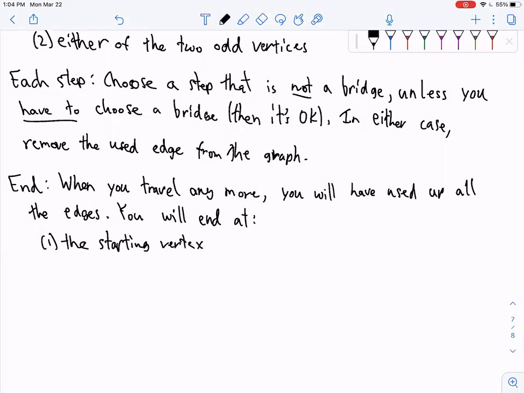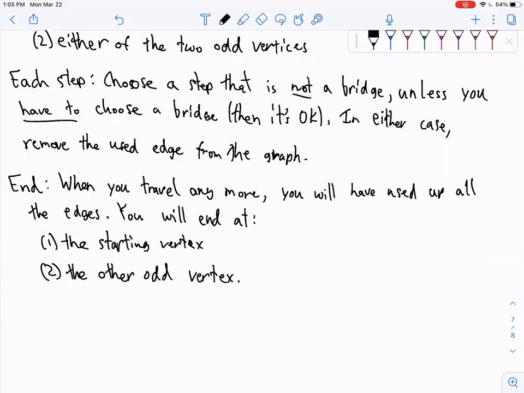Without even trying. You're not even trying. This is what I think is crazy about this algorithm. You're not even trying to get back to the starting vertex. All you're trying to do is avoid bridges wherever you can. And given that the degrees are all even, whatever you do, as long as you adhere to that rule, you're always going to end up back at the starting vertex. And the second option is that we started at one odd vertex. And so again, as long as we follow this rule, we're always going to end at the other odd vertex. And we're always going to cover every edge in the entire graph.